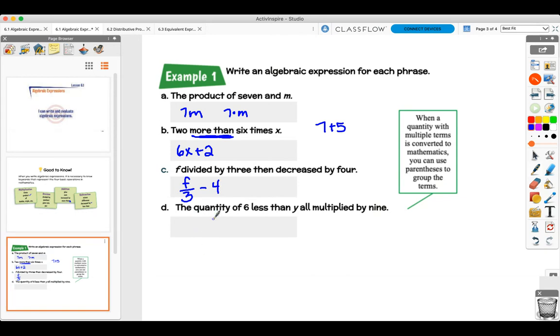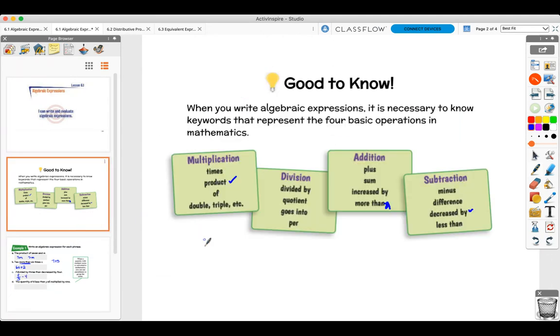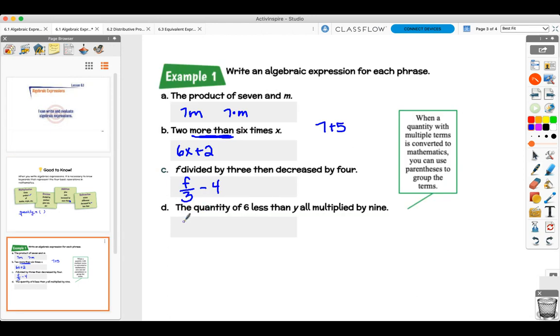The quantity of 6 less than y, all multiplied by 9. So let's add this to over here. When you see quantity, that indicates parentheses. Okay, so add that to your list. Maybe highlight it, because this does not fall in any one of these 4 things, but it does. It is its own little category that we don't have. So the quantity. So let's put parentheses around this.